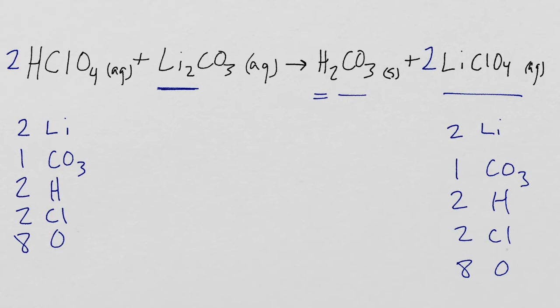Sometimes you don't get it on the first try. Here we get a 2, a 1, right? If we don't put anything, that just implies a 1. Same here, and a 2. So that's balanced.